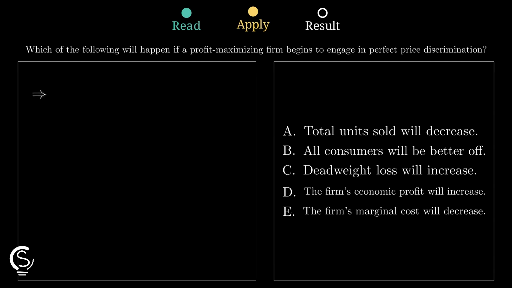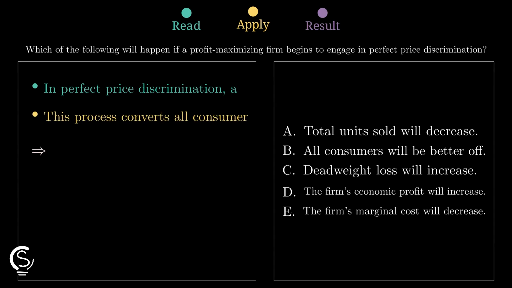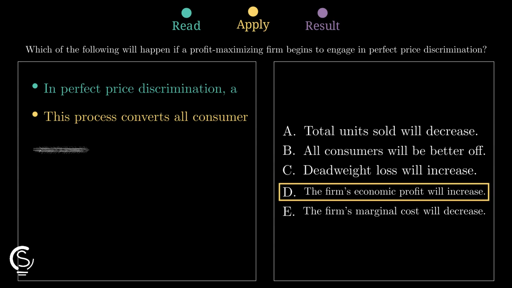This process converts all consumer surplus into producer surplus. Since the firm captures the entire area under the demand curve, their total revenue and overall economic profit will naturally rise significantly. Furthermore, the firm's marginal revenue curve now matches the demand curve, leading to higher output. That makes option D our final winner.